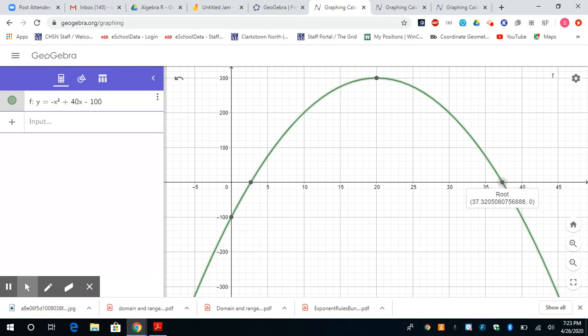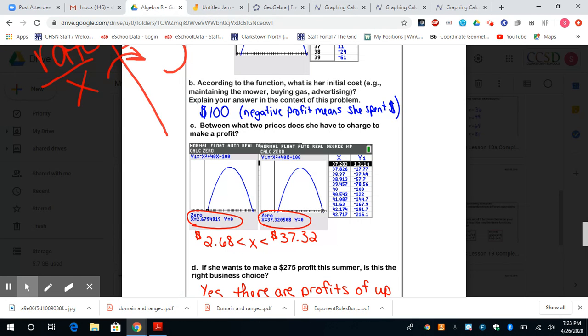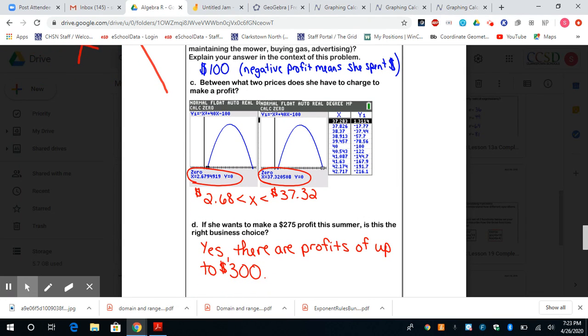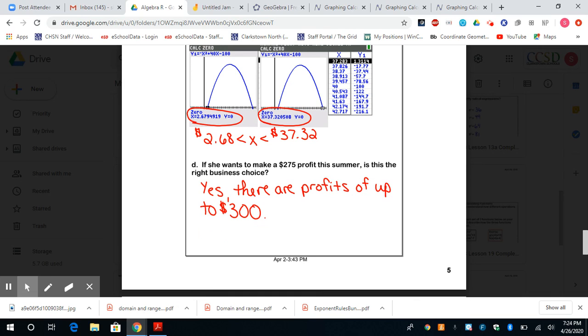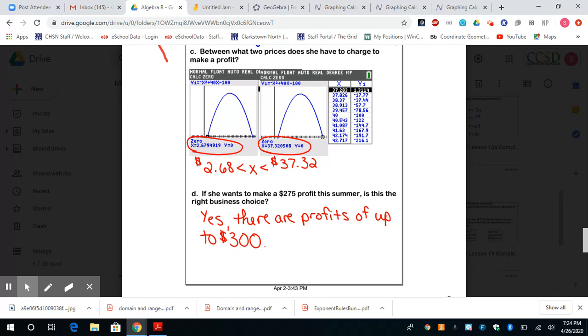If maybe it's a really small lawn, so you do $10. Maybe it's like your grandma, so you charge her less, or maybe she'll just give you more because it's your grandma. I don't know. But those are the two zeros, so they tell us the interval of what prices she can charge to make a profit. And again, if you're using your graphing calculator, you can hit second calc and calculate the zeros.